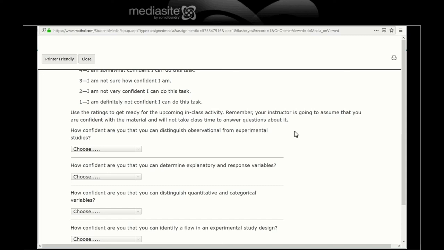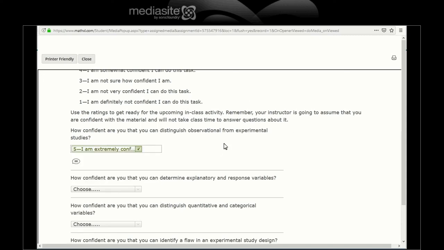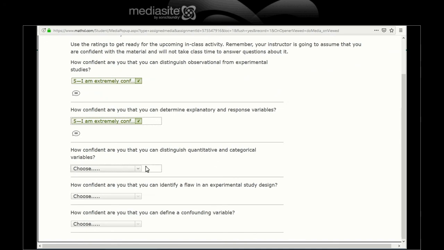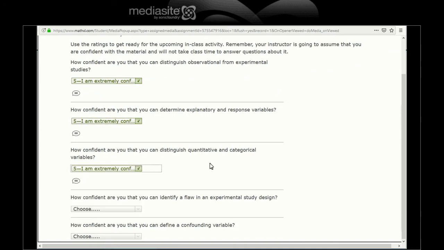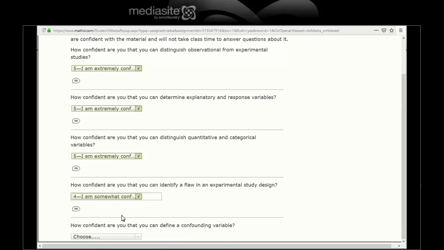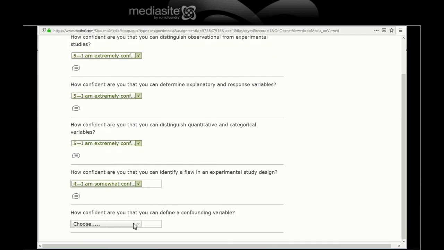So let's see how confident you can distinguish observational from experimental. Remember, experimental has a treatment, observational does not. How confident are you that you can determine explanatory and response variables? Pretty confident. Whether it's quantitative or categorical, again, is it describing a quality of the subject or the experimental unit? Or is it a number that I can actually do some math on? Trying to identify flaws in its design, somewhat. Defining a confounding variable, always somewhat on that one too myself.